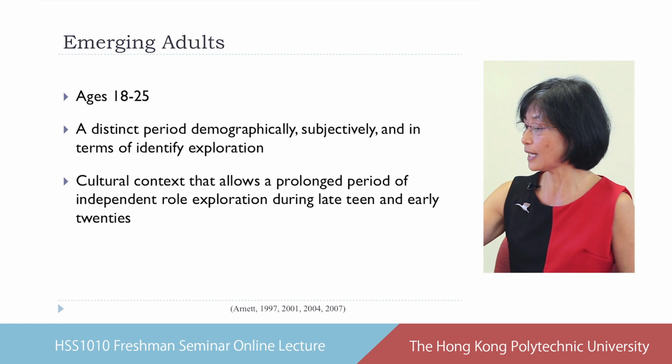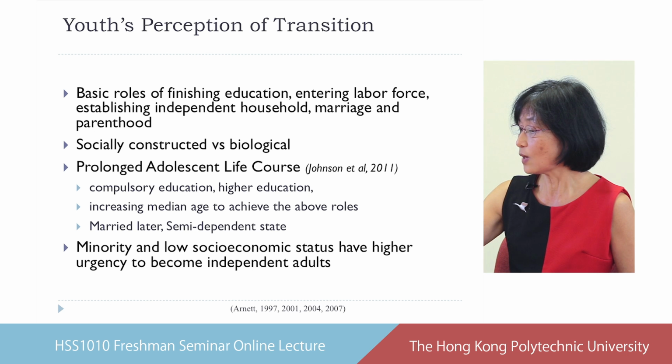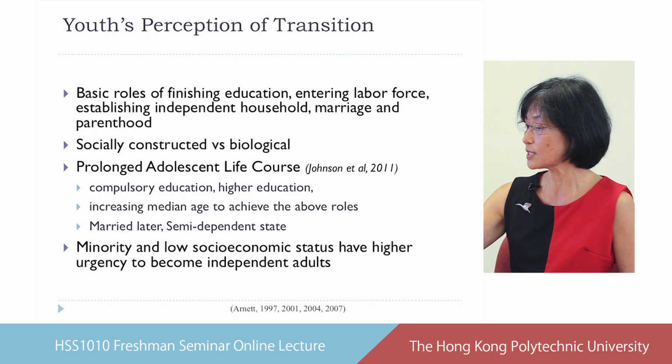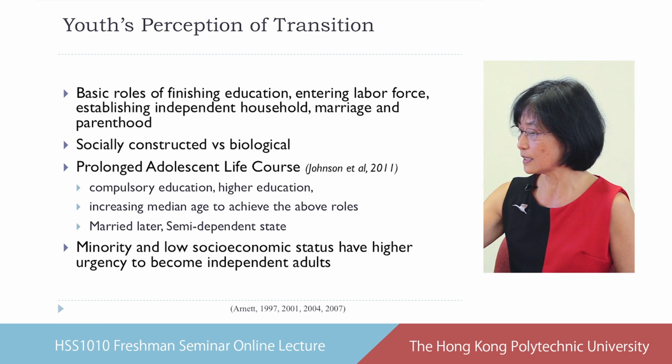Youth between 18 and 25 are considered what we call emerging adults. This term was coined by Jeffrey Arnett, a leading researcher in youth development and transition. The arrival of adulthood is often marked by finishing school, entering the workforce, having one's own home, marriage, and parenthood. Basically, one is financially and socially independent from the parents.